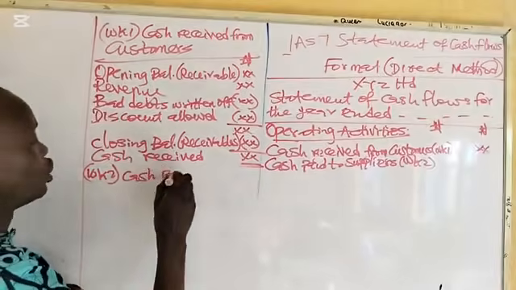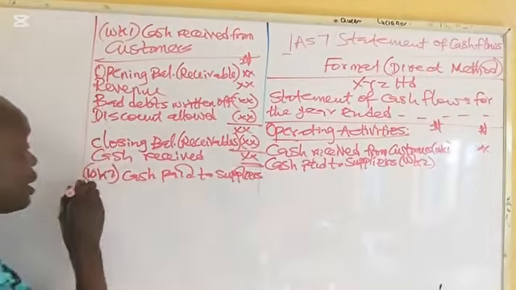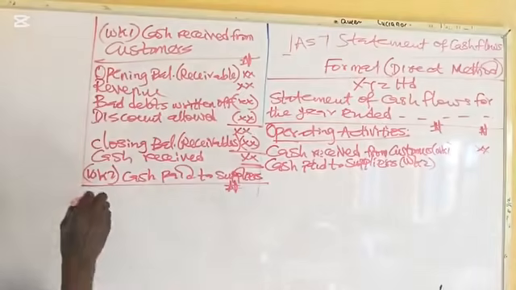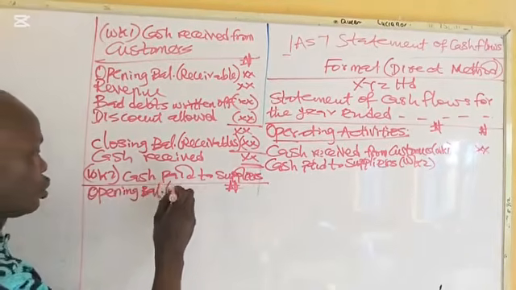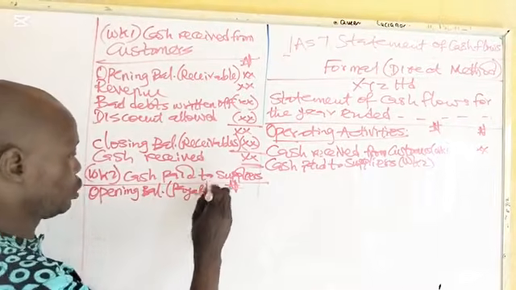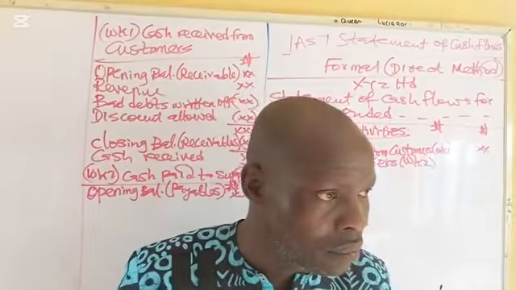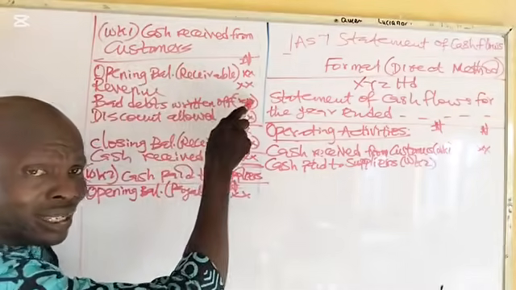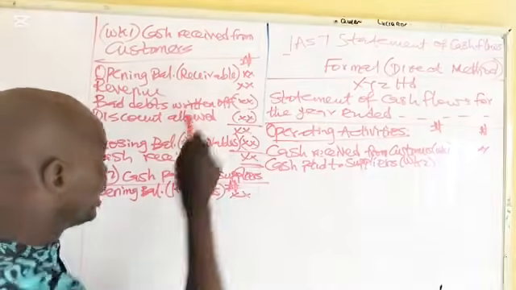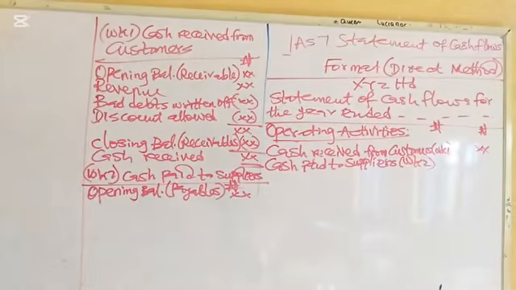Cash paid to suppliers. In all my workings, I normally start with what? Opening balance. Which of the opening balance? Payables. Yes, payables. Now, after this opening balance, what are you supposed to consider next? Remember, we consider revenue here for receivables. The next thing you are supposed to consider is what? Purchase. You are supposed to consider your purchase next.